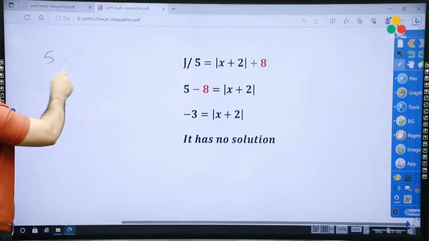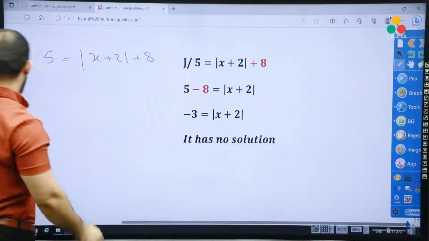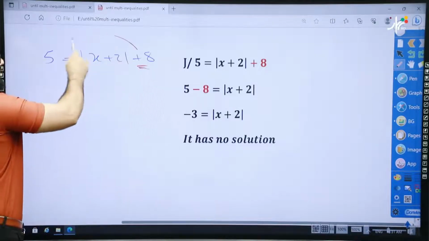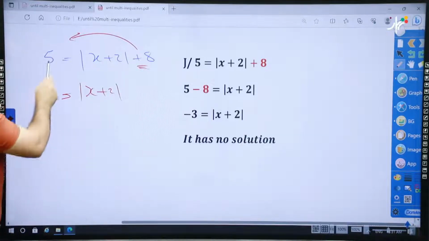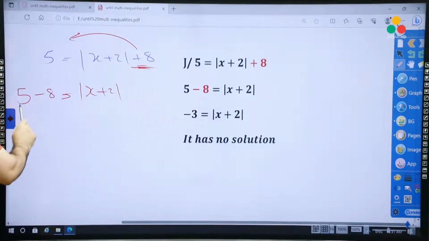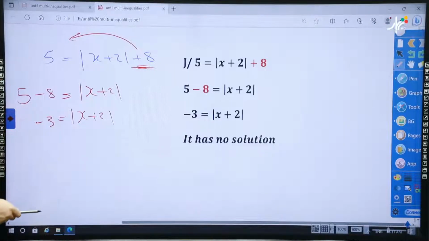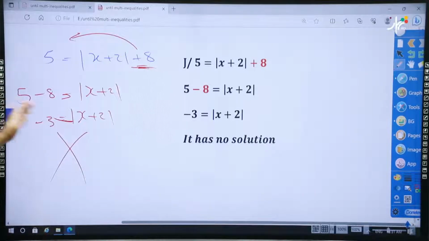And also you have that example: 5 is equal to the absolute value of x plus 2, plus 8. Again, we have to simplify it. We have plus 8, move it to the other side. Write down the absolute value of x plus 2 as it is. We have 5 minus 8, which is negative 3. So the absolute value of x plus 2 is equal to a negative number. That's why, again, it has no solution.